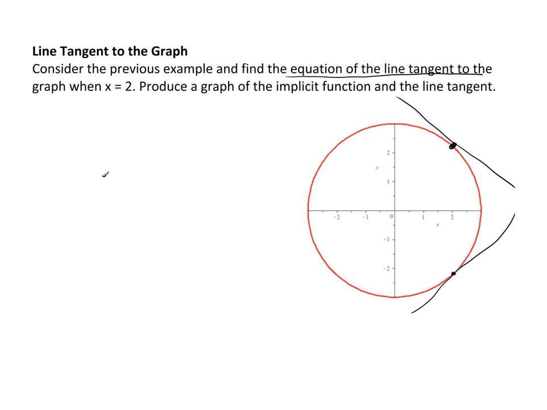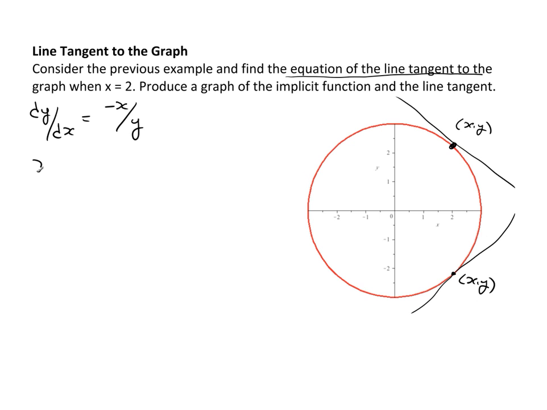So which one? Well, recall we found that dy/dx is equal to negative x over y. So this is going to give me the slope at these two points. But as you can see here, I need both the x and the y coordinate. So I need to figure out what the x and y coordinate is here, and what the x and y coordinate is down here.